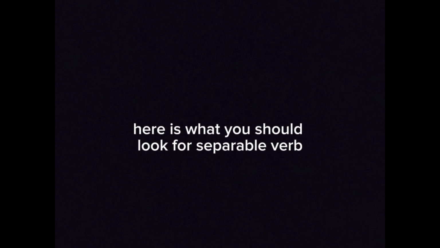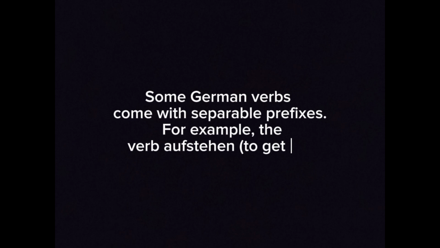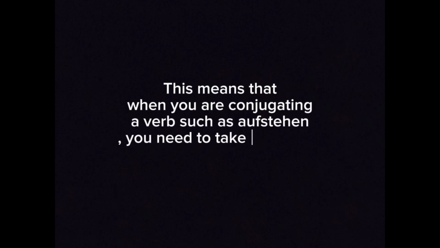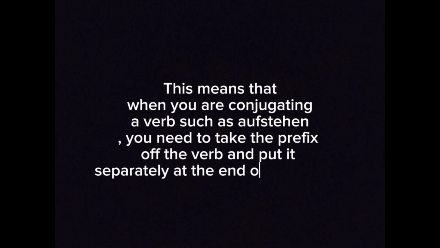Separable verbs. Some German verbs come with a separable prefix. For example, the verb aufstehen, to get up, is a separable verb. This means that when you are conjugating a verb such as aufstehen, you need to take the prefix of the verb and put it separately at the end of the clause. So here are some examples.